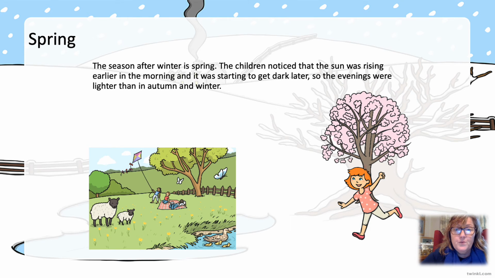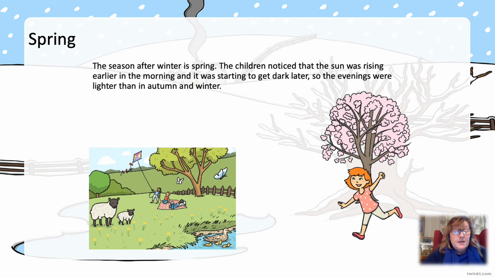And after winter comes spring. The season after winter is spring. The children noticed that the sun was rising earlier in the morning and it was starting to get dark later. So the evenings were lighter than in autumn and winter. And we can see that there's some blossom coming on the trees then. And that happens often during April and into May.